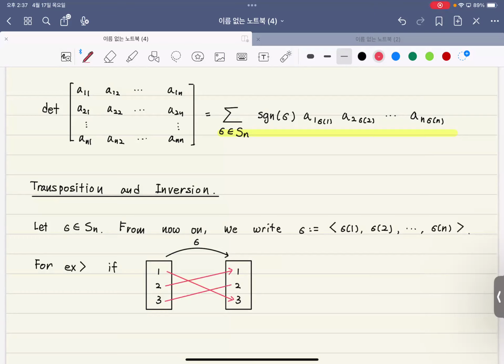So let us practice a little. Well, this is a 3 permutation, and let me describe this permutation using this notation. Do you think you can do this? Okay, let me try this.